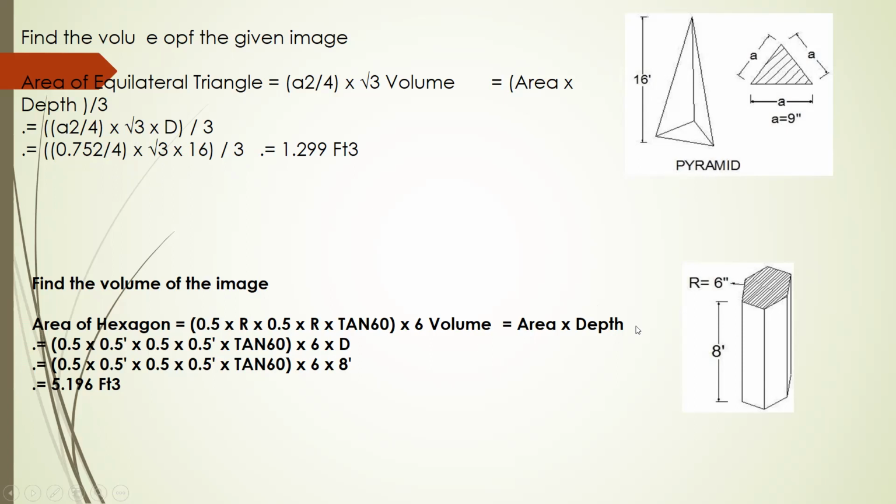Hexagon one side will be 6 inches. The area of the hexagon formula will be 0.5 into R into 0.5 into R into tan 60 into 6, and volume is equal to area into depth. That is 0.5 into 0.5 into 0.5 into 0.5 tan 60, whole multiplied by 6 into depth, that is 6 into 8 feet. That is 5.196 cubic feet.